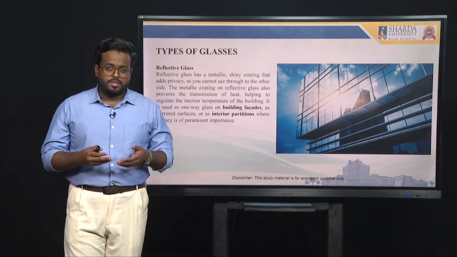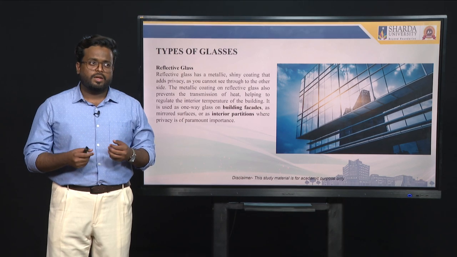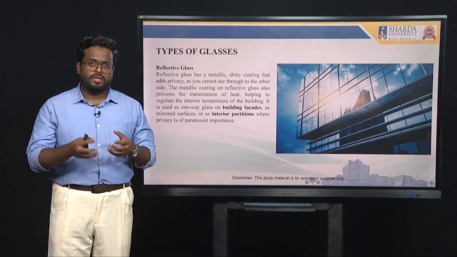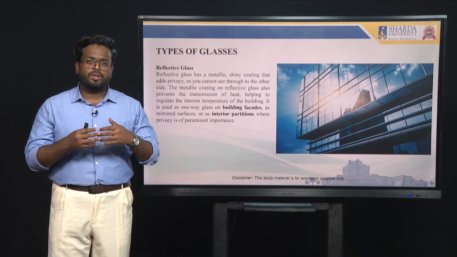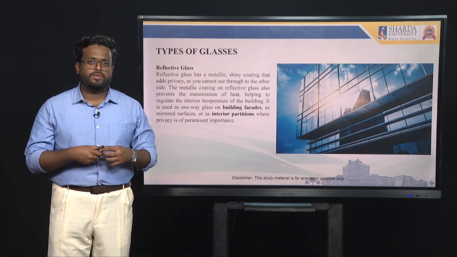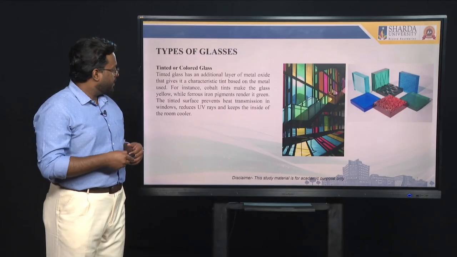Then we have reflective glasses. Reflective glasses are generally used outdoors on the facade of the building, right? They are placed on the facade so that the heat doesn't get in, it reflects out. Plus, you can't see most of the internals that are happening inside the building, so it gives you a sense of privacy as well. It is not 100% private, but it's still there, right?